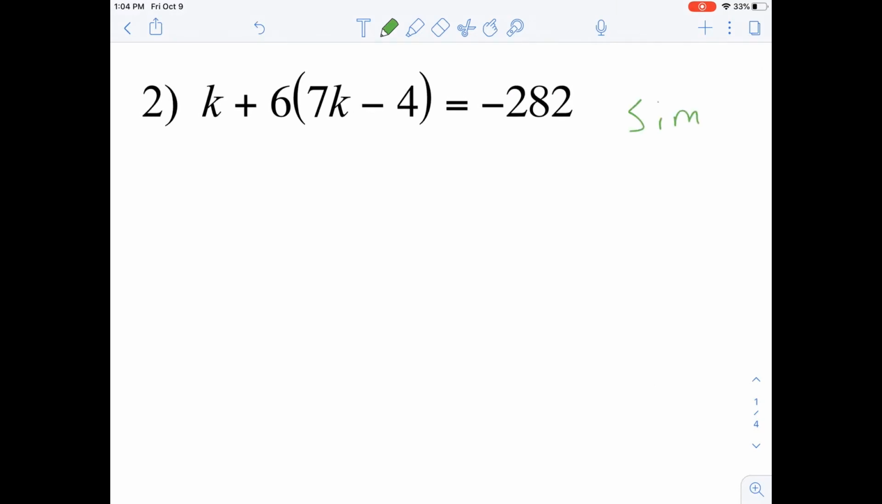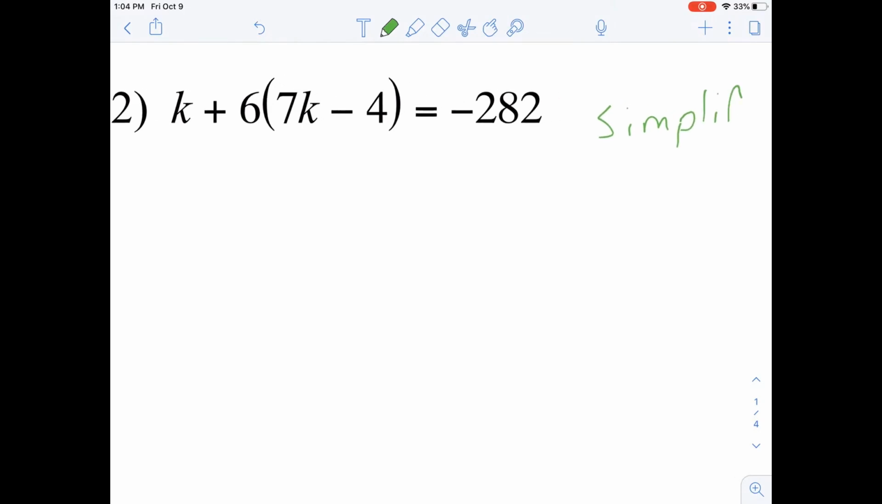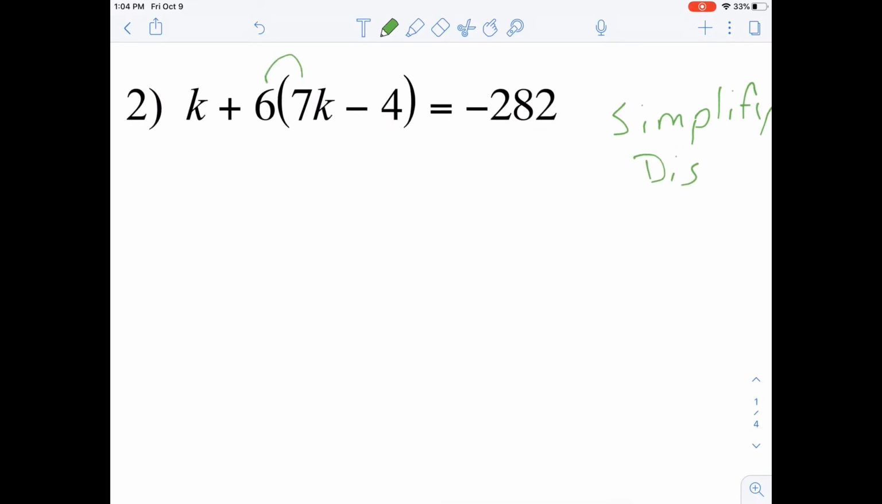We're going to start with simplifying. Remember, when you simplify, you only do that on one side of the equation. We're always going to start with distributive property. And so we're going to do 6 times 7 and 6 times negative 4. 6 times 7 is 42. K comes with it. 6 times negative 4 is negative 24. Equal sign, negative 282 drops down. The same thing with K and the plus sign.